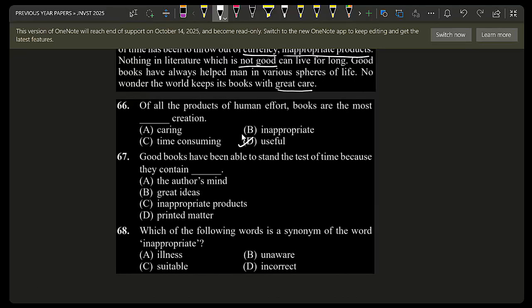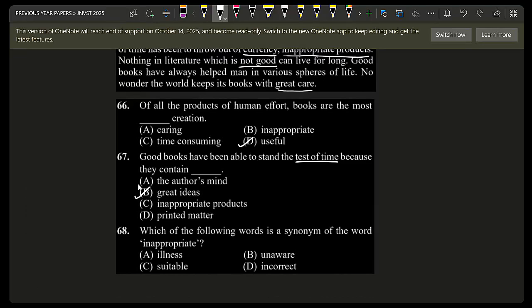Good books have been able to stand the test of time. What do you mean by the test of time? When something has to be preserved for a long period of time, there are challenges. Temples or products get damaged over a long period. But books can be stored easily, and if the letters are clearly seen, the idea in the author's mind is still very fresh. So if you read it, you can understand clearly, because they contain the author's great ideas. So good books are used for great ideas. Option B.